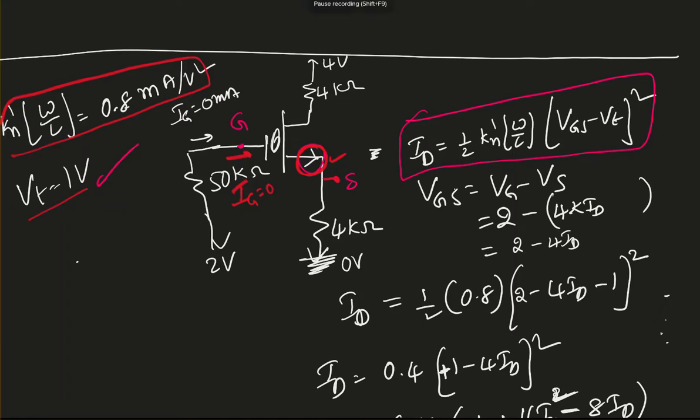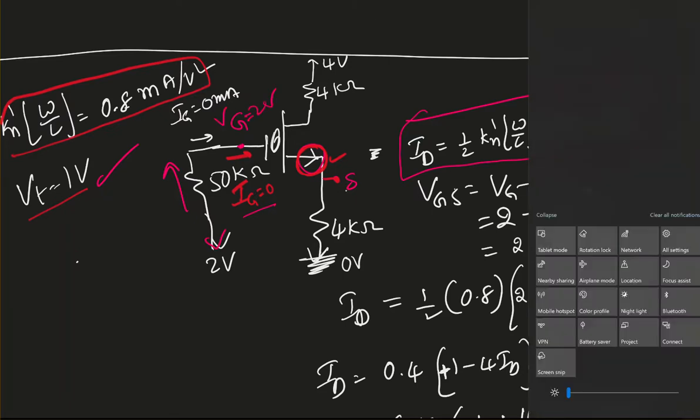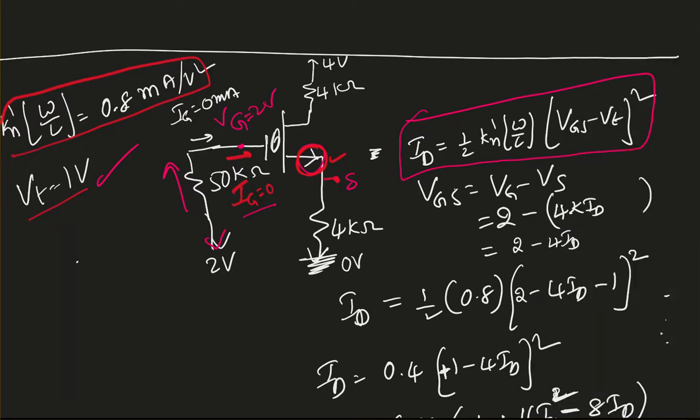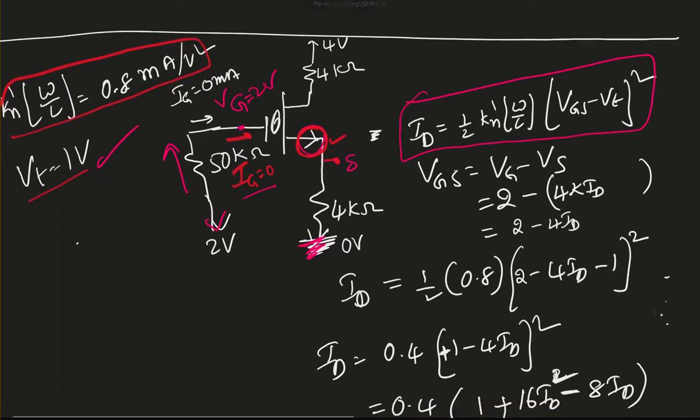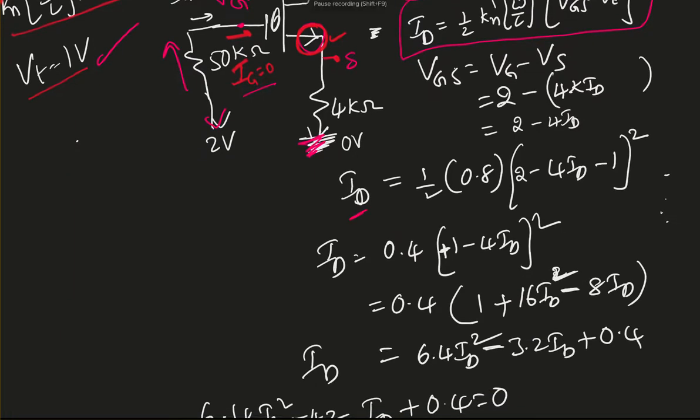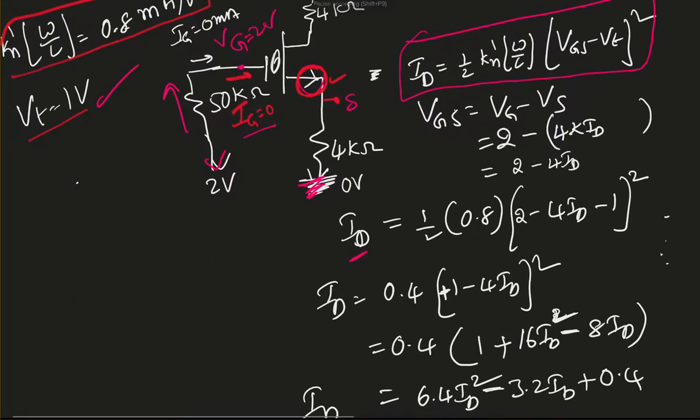VT is given, VGS is nothing but VG minus VS. So VG, since there is no current passing through this 50 kilo ohms, IG equal to 0. So whatever the voltage here, 2 volts is going to appear there. Okay, so 2 minus VS. VS I can write down as, here this is grounded, so VS minus 0 must be 4K times ID. So VS equal to 4K times ID. If I take ID in milliamperes, that's 4 ID. Here also I'm going to take ID in milliamperes because Kn prime is given in milli.